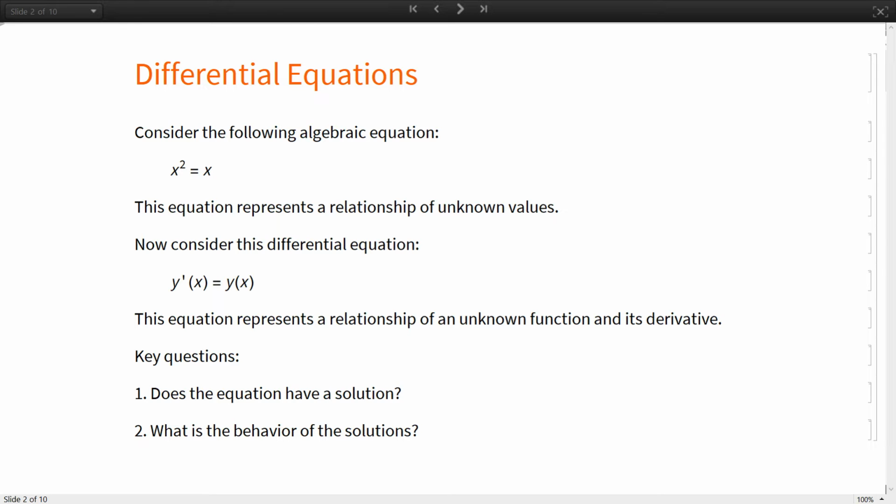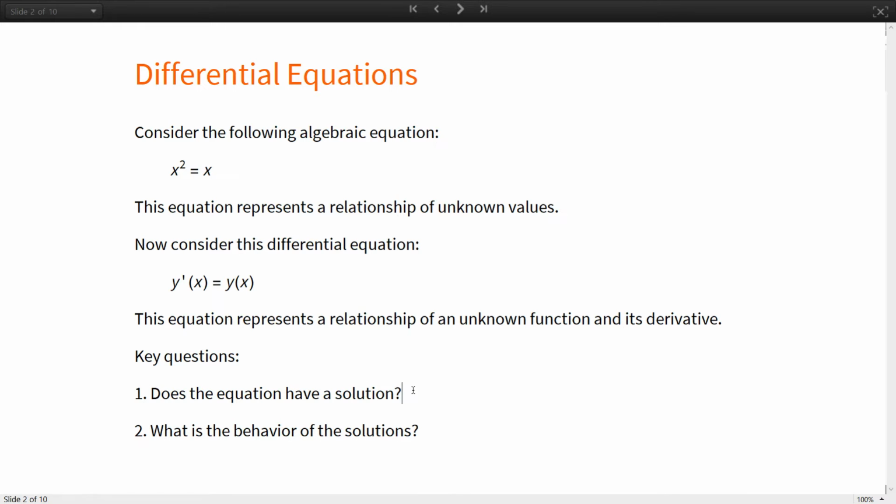We will begin our discussion about differential equations by considering first the algebraic equation here. This equation represents a relationship between unknown values. In this case, the unknown value of x and the square of that value. Now, consider the differential equation here. This equation represents a relationship between an unknown function and its derivative. In this case, the unknown function is the function y of x, and its derivative is given by y prime of x.